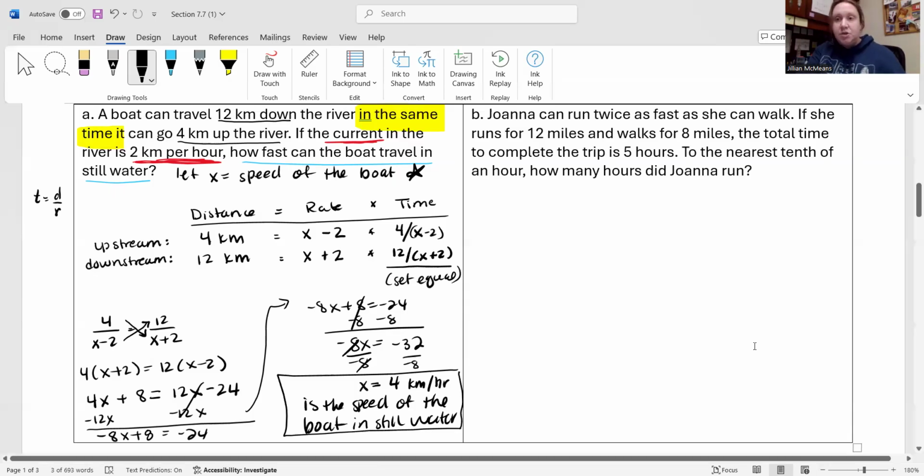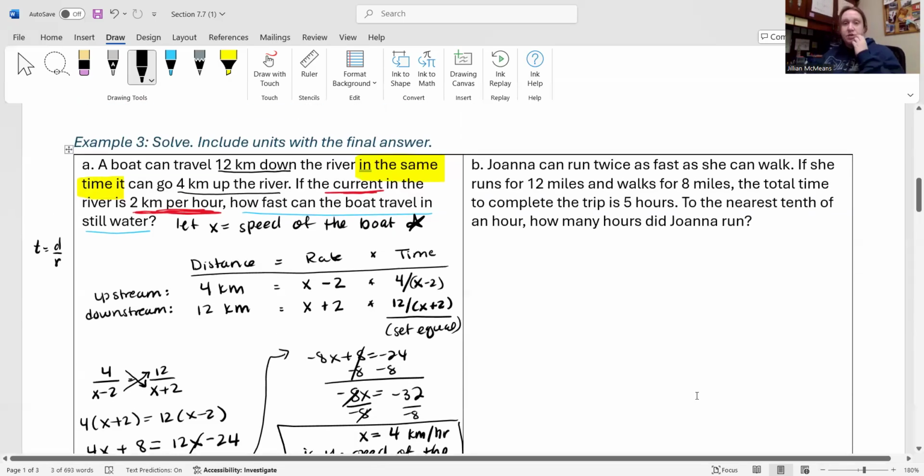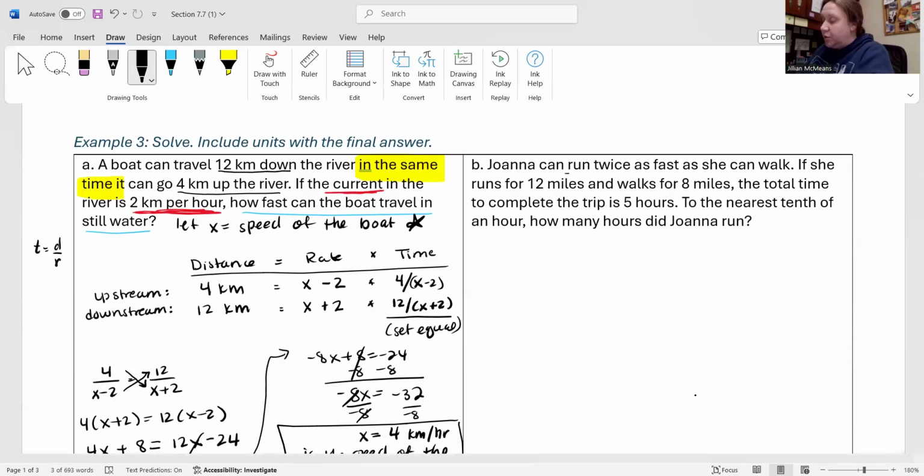All right. So next up, let's talk about Joanna. Joanna can run twice as fast as she can walk. That's very important. We need to remember that. So if she could walk 4 miles per hour, she can run 8 miles per hour. If she could walk 3 miles per hour, she could run 6. If she could walk 2 miles per hour, she could run 4.